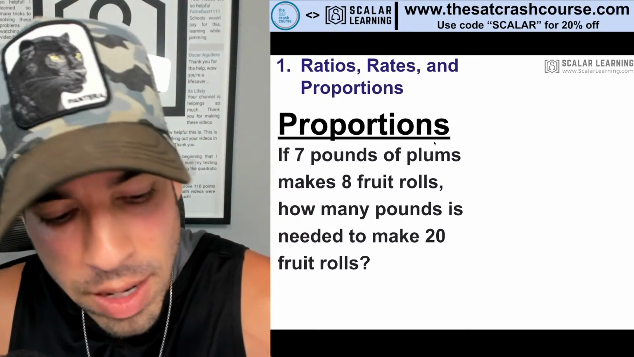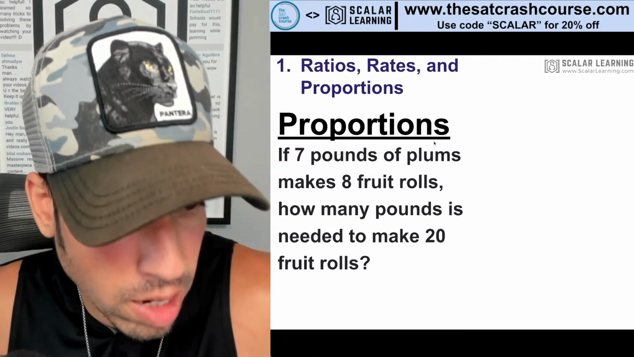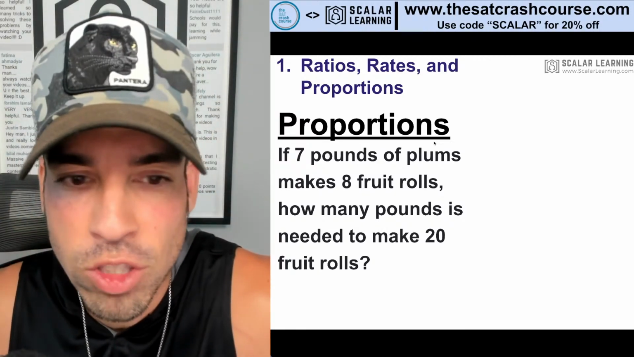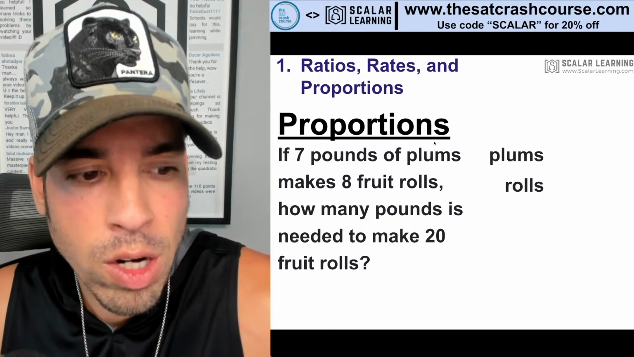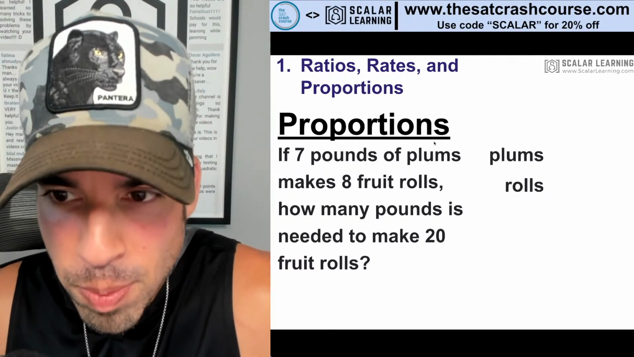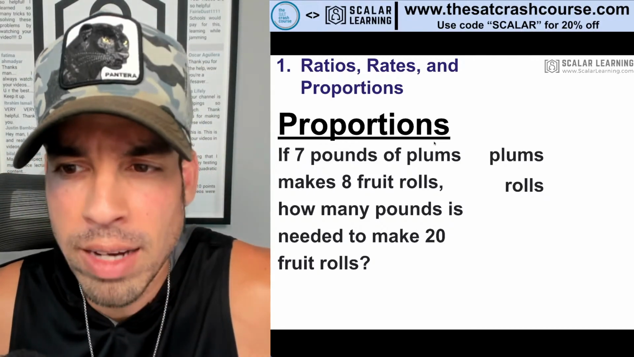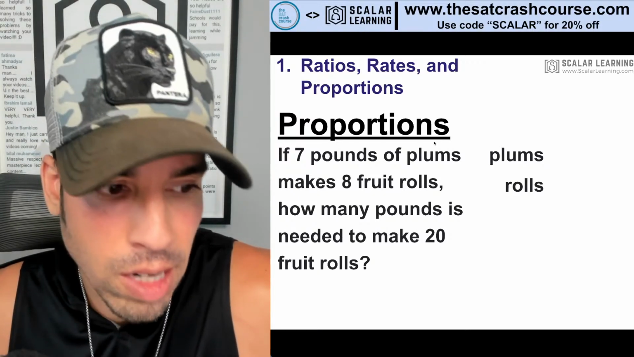So I'm going to show you now how to set this up and solve this using a proportion. We got two answers and they're both in agreement. So let's check this out. Here we go. We're going to set up our proportion. And when we set up a proportion, it's very important to label. I can't tell you how much easier this makes everything.